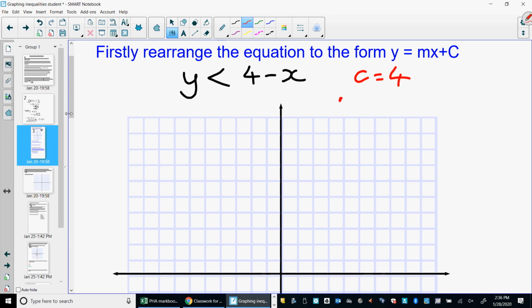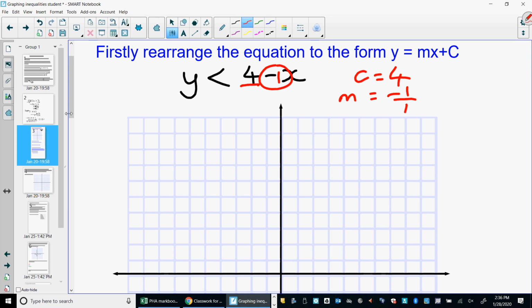And what's our gradient? 1 over 1. Careful. Negative 1 over 1. Yes? Okay, so here's our gradient, and here's our y-intercept. Why is it negative? Since it's negative. Okay. Why is it over 1? Because it's always better to have rise over 1. So even when it's a whole number, just stick it over 1.